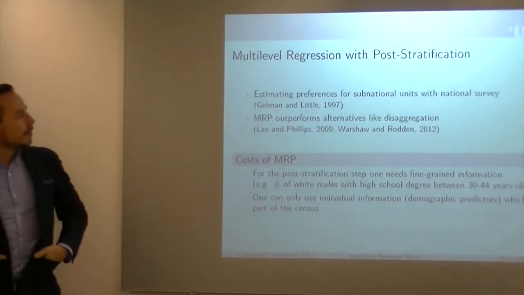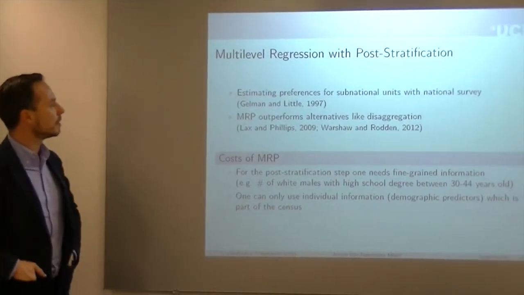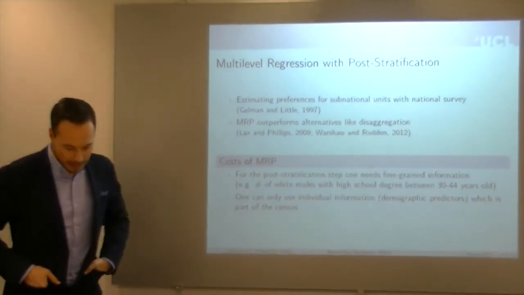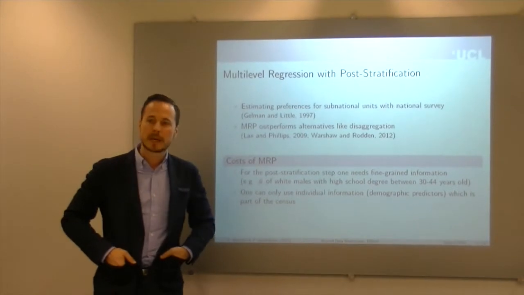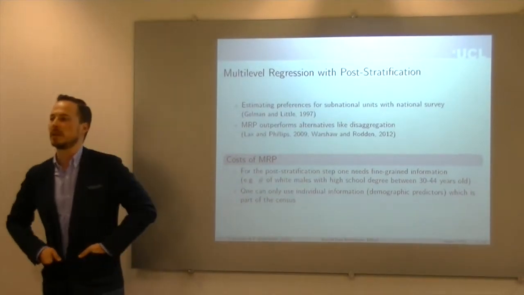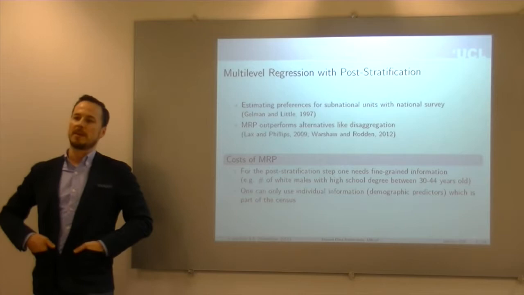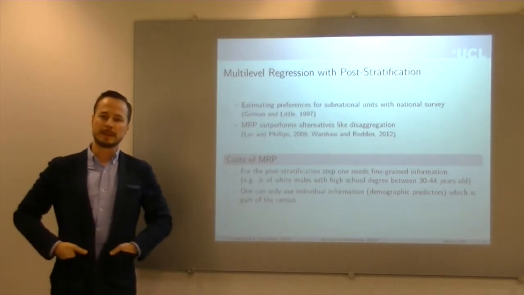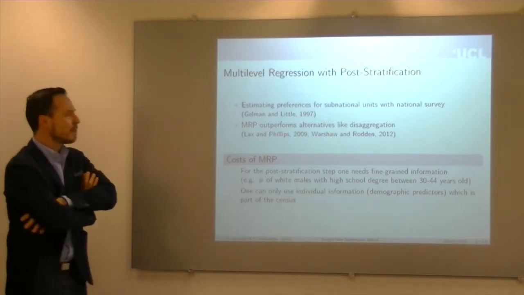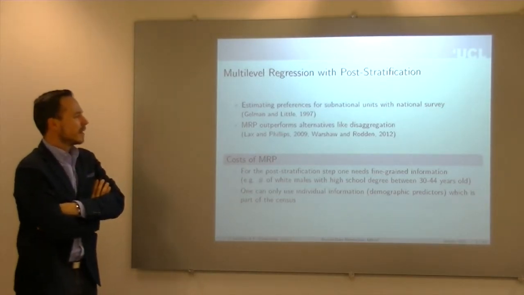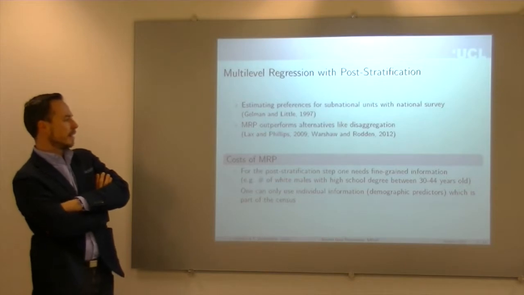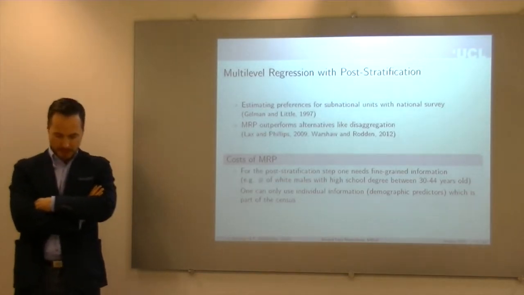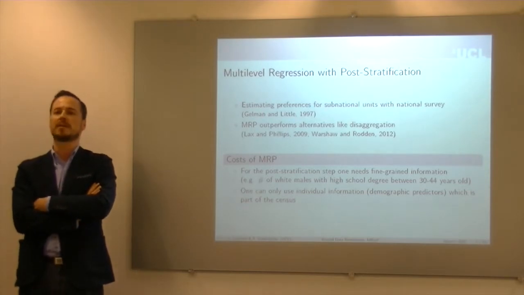For those who have maybe forgotten or do not know what MRP is, it's one possibility for you to take a national survey with maybe, let's say, 1,000 people, and then generate out of that estimates for subnational units. It goes back to Gelman and Little, wasn't really used, and then Lax and Phillips started applying it on a bunch of substantive issues, and also showed that it performs better than other standards.